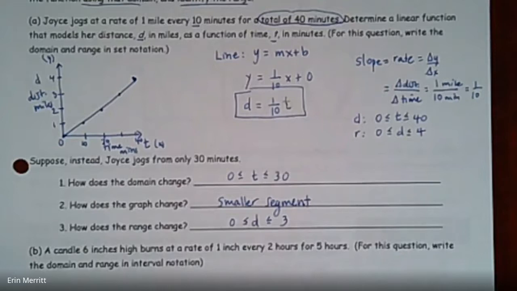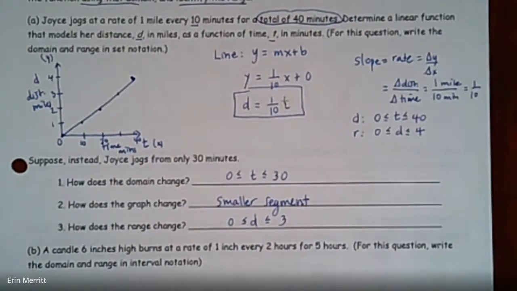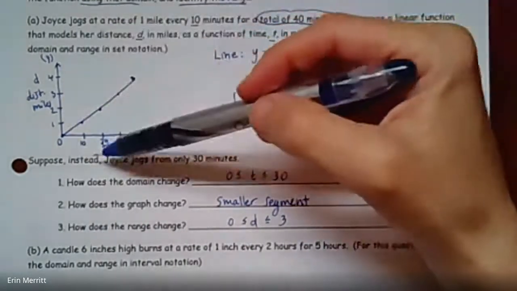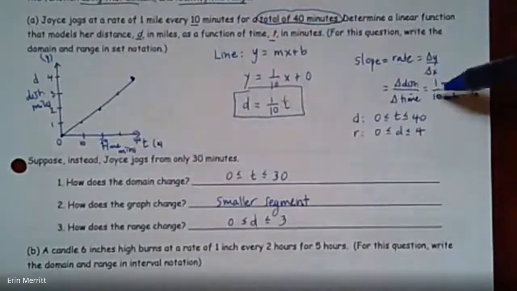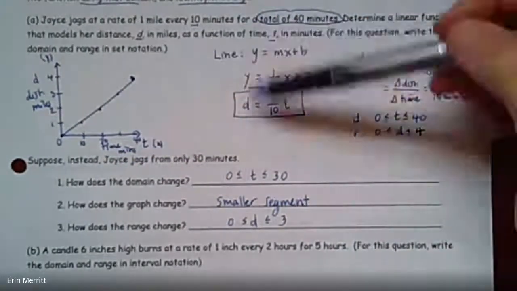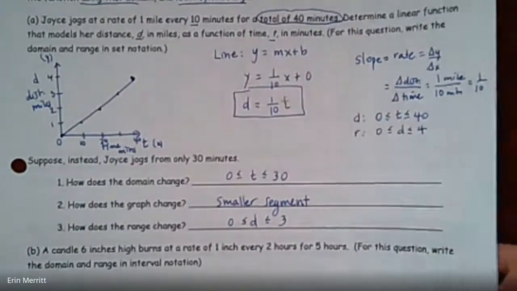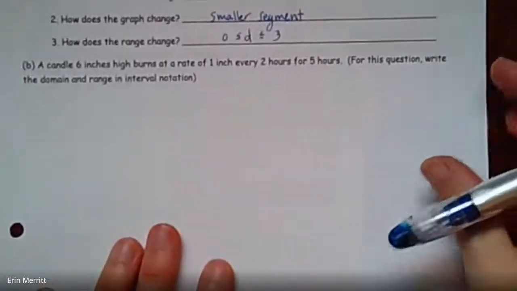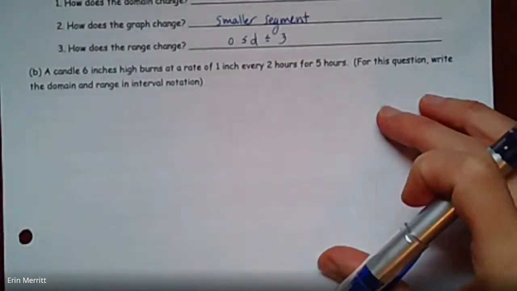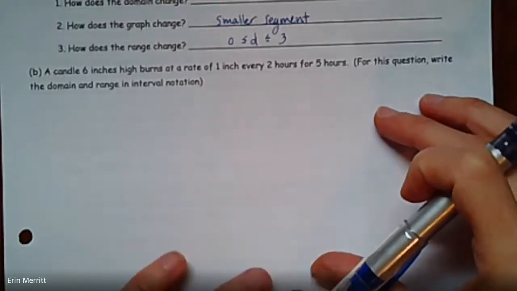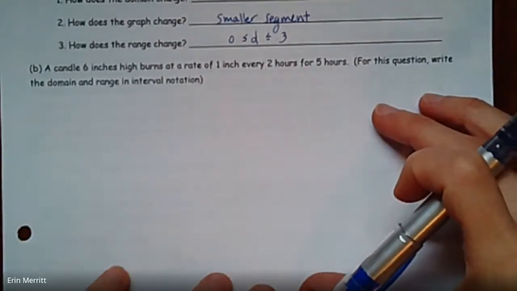All right. Second question. So think about what we did. We sketched a graph, then we calculated the slope based on the graph that we were looking at, then wrote the equation. I sort of want to follow that same format for this next one. So it's saying a candle 6 inches high burns at a rate of 1 inch every 2 hours for a total of 5 hours.